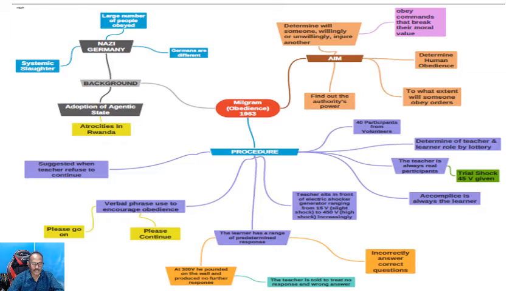He was at a university. First he sent an advertisement in a newspaper asking for people to become volunteers. He collected 40 voluntary participants, aged from 20 to 50 years old, most of them from the areas where the university was based in New Haven, with different occupational backgrounds.